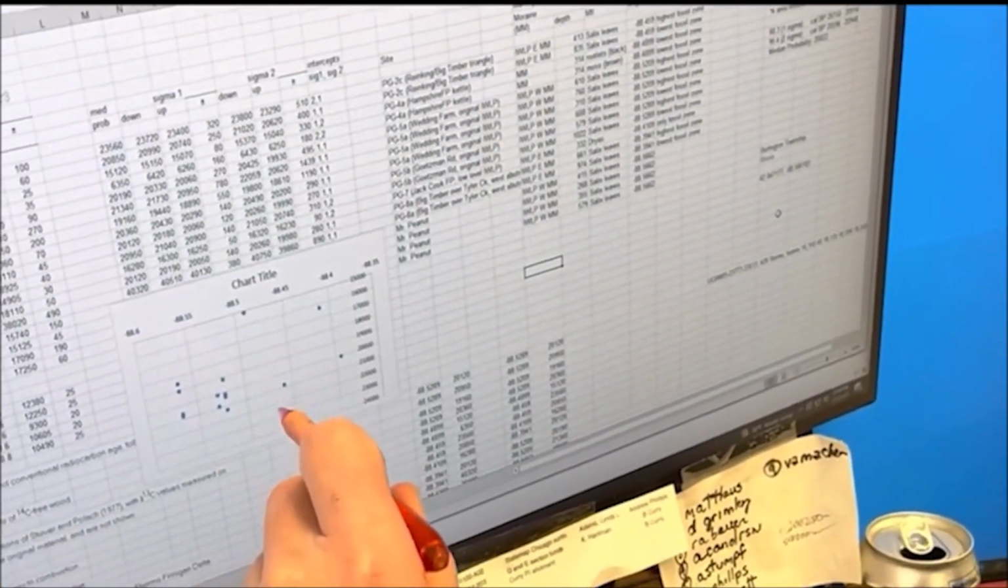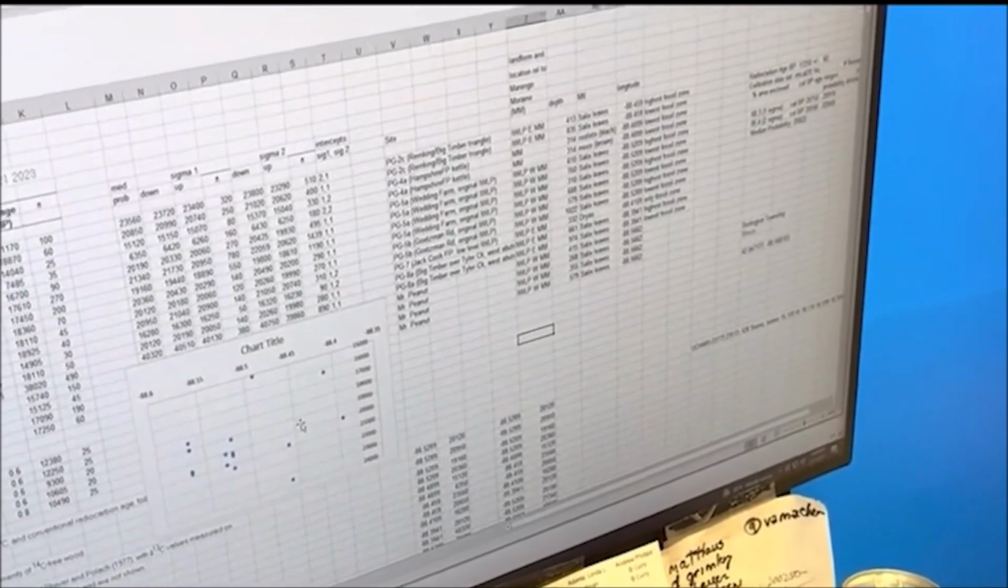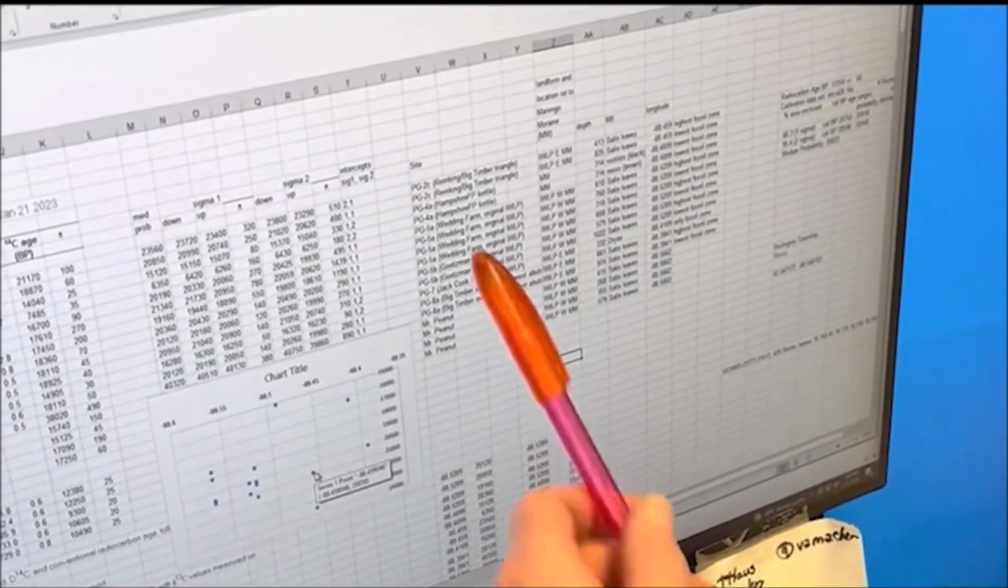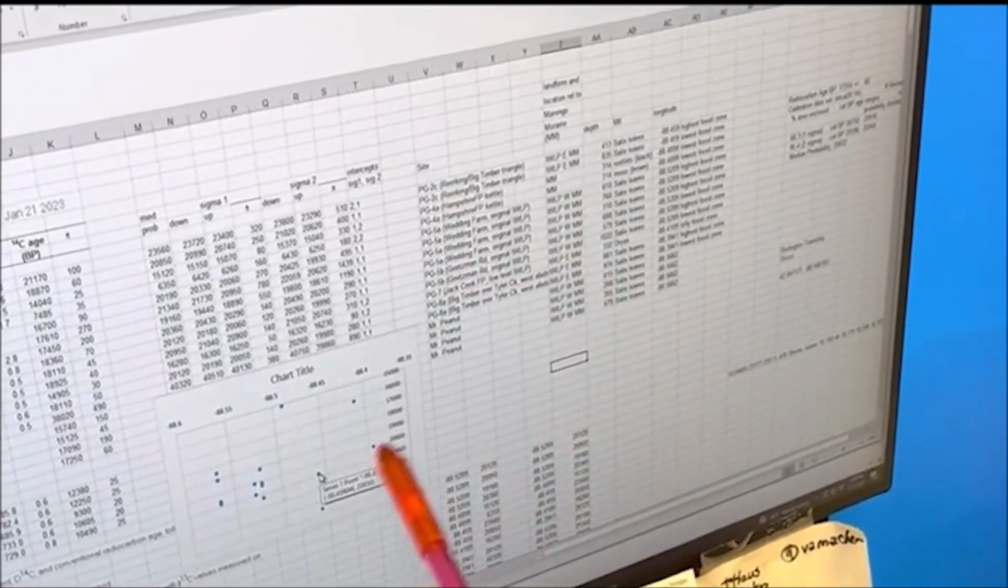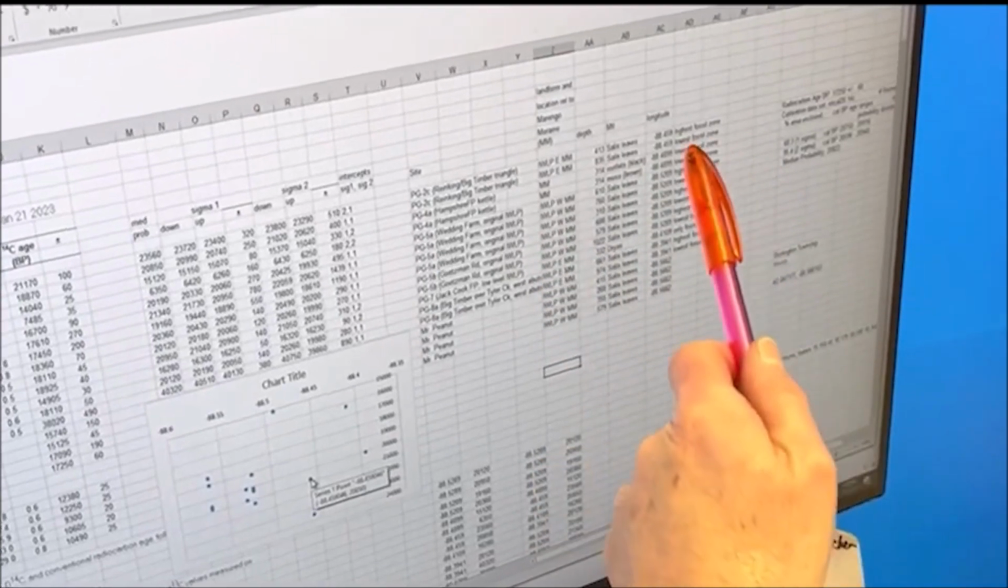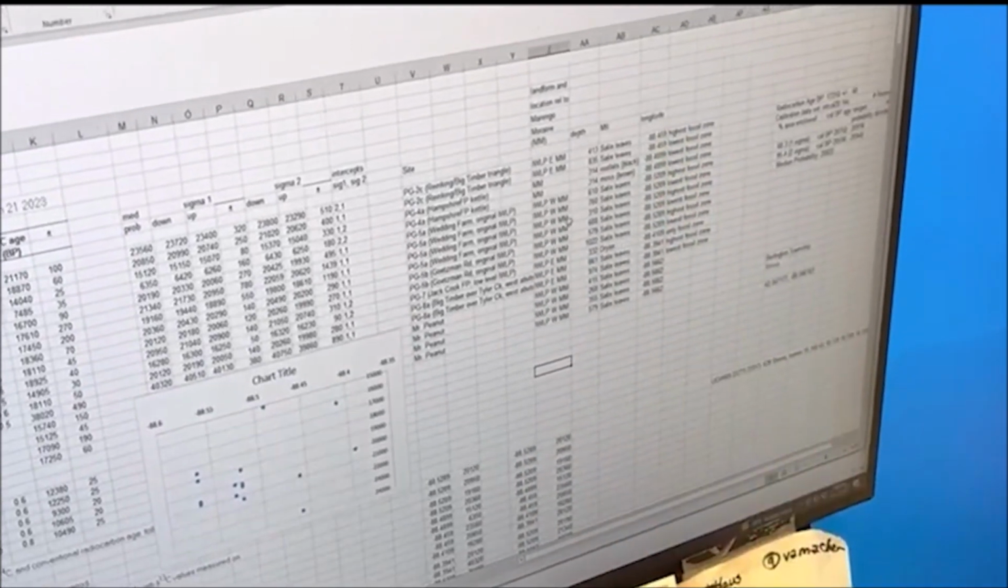So this is from, which one is that? This is the 2C, I believe. Yeah, Ranking Big Timber. That's what these guys are. 845, 845. So the highest fossil zone and the lowest fossil zone.